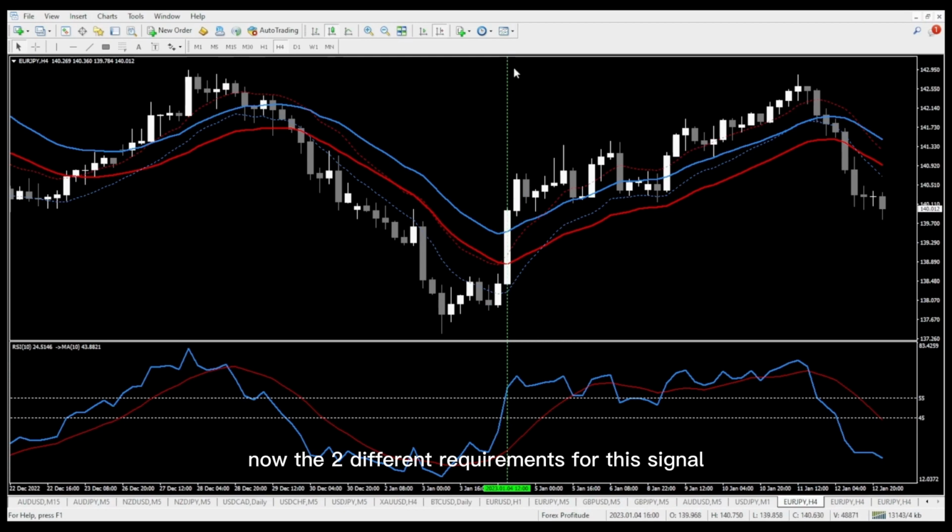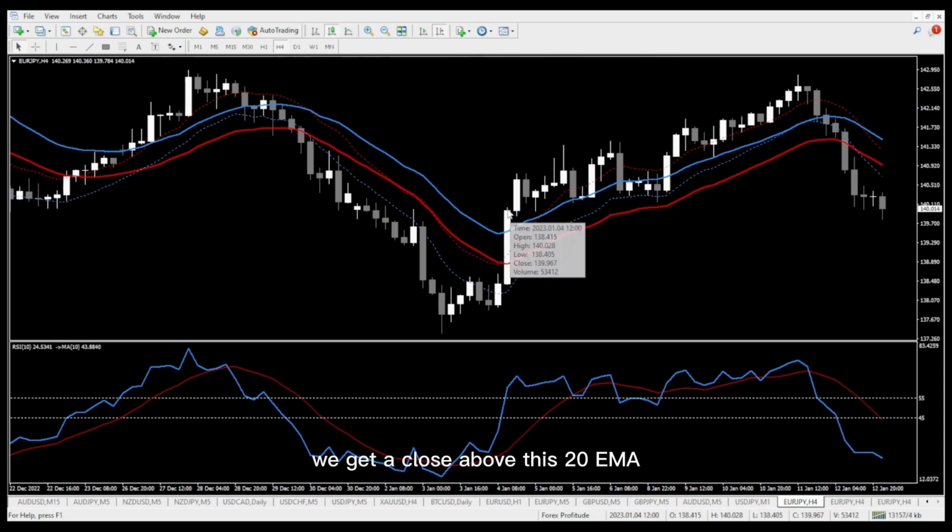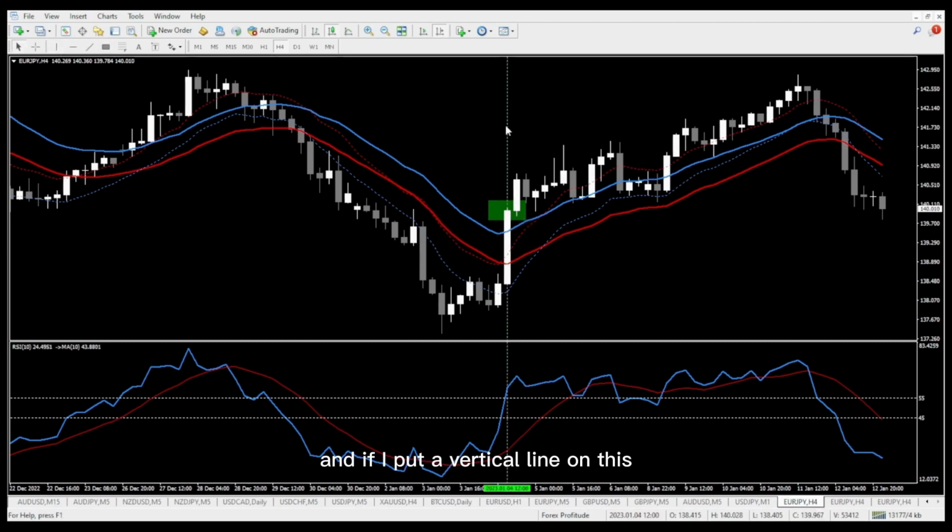Now, the two different requirements for this signal, what makes this signal an actual signal, is A, we get a close above this 20 EMA. So this blue moving average has the candle closing above it. So at this point, we've got the candle closing above that 20 EMA. And if I put a vertical line on this, we have the second requirement as well. And this is the RSI moving above that 55 level. So this top level on the RSI is the 55. And we want, at the close of that candle, the RSI to be above this 55 level.